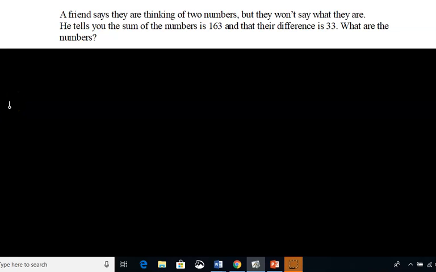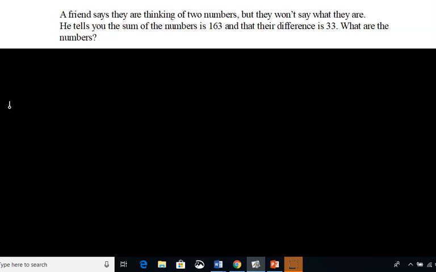In this video, we are going to solve a system by the elimination method. So let's read the problem. A friend says they are thinking of two numbers, but they won't say what they are. He tells you the sum of the numbers is 163 and that their difference is 33. What are the numbers? Pause the video at this time and see if you can set up the two equations that will form this system.